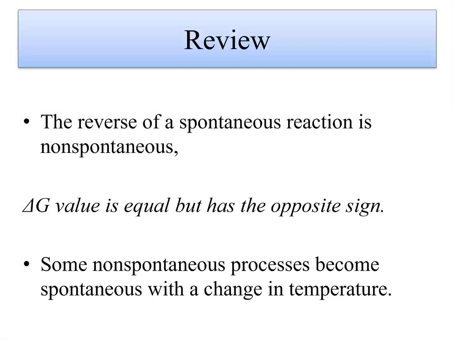Energy is not created or destroyed, so the delta G value is going to be equal for the opposite process, the non-spontaneous process, but has the opposite sign. So the amount of energy that's needed for the reaction is the same, but the direction of the energy flow is opposite. Some non-spontaneous processes become spontaneous with a change in temperature.